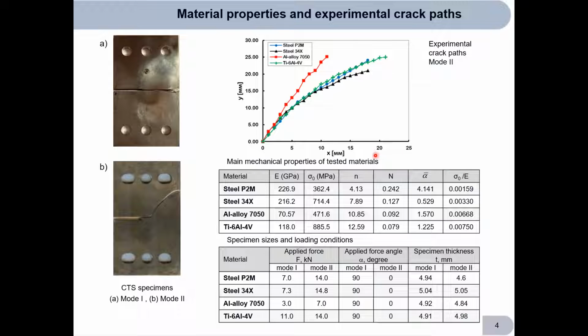As a result of the tests, experimental crack paths were obtained based on periodically measured increments of crack length in initial mode 2 loaded CTS specimens for all the materials we are considering.